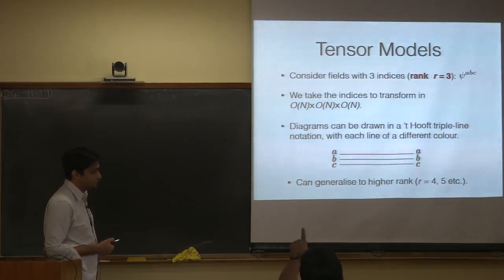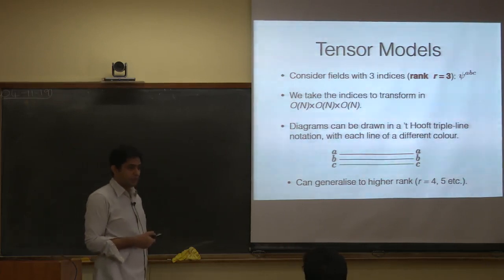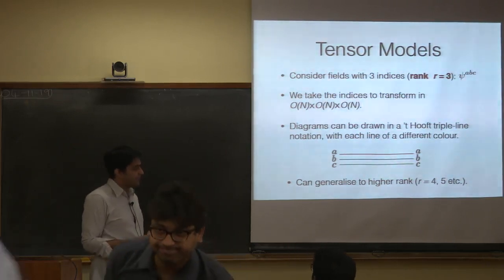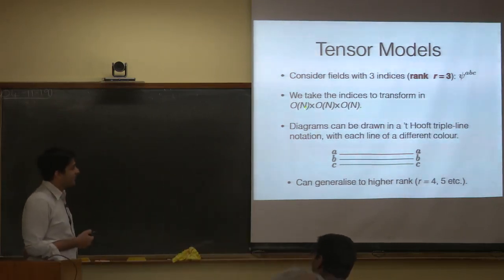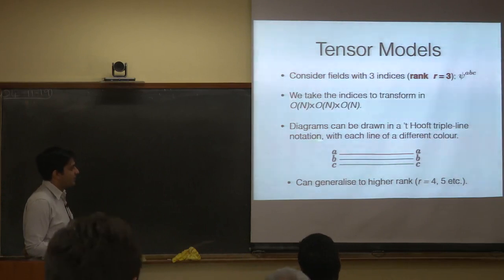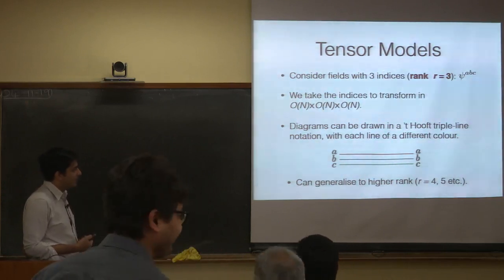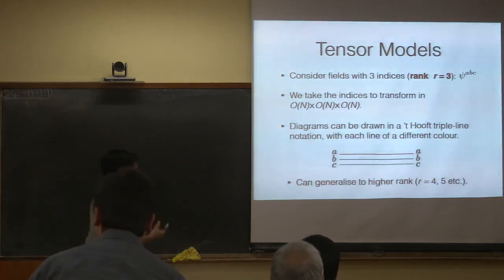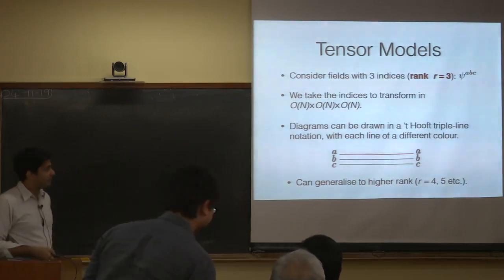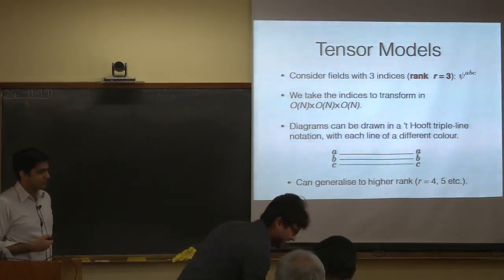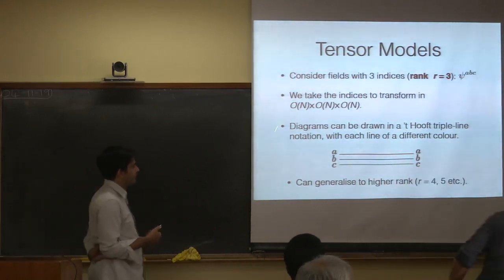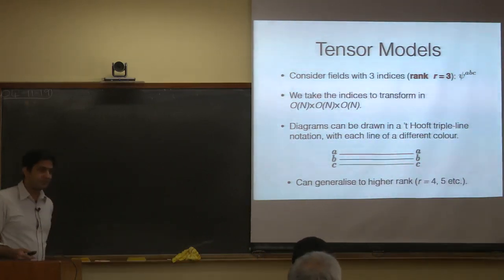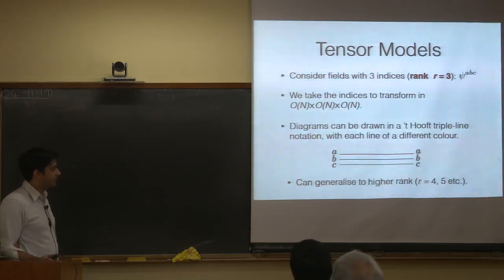You can also take different values, like n and n prime. For some purposes of my talk it doesn't matter if they're different, but for other purposes it can be convenient if they're the same, because you can impose a discrete symmetry.